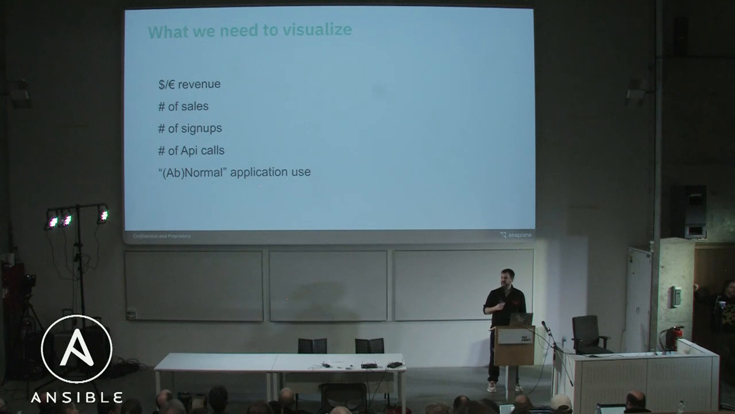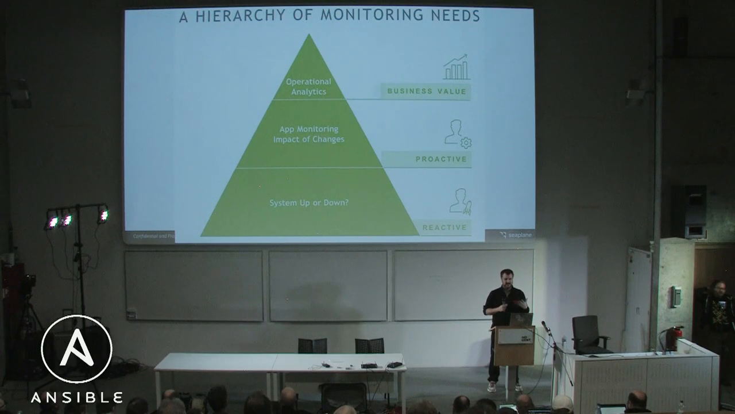So we need to start visualizing what they care about, and that's usually revenue, number of sales per minute, number of sales in total, people signing up, or, when you have an API, the API calls that you're seeing. So when we switch back to this pyramid, we actually need to work on the top two things for us to get true value and a definition of the five nines.